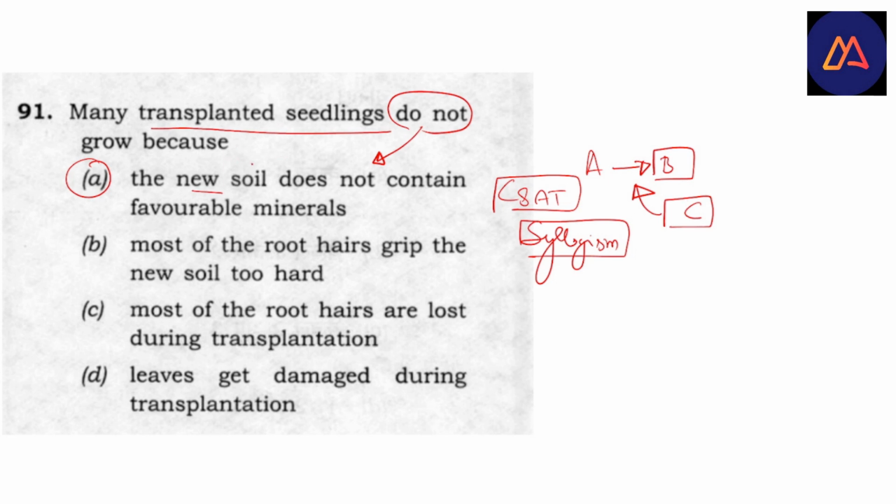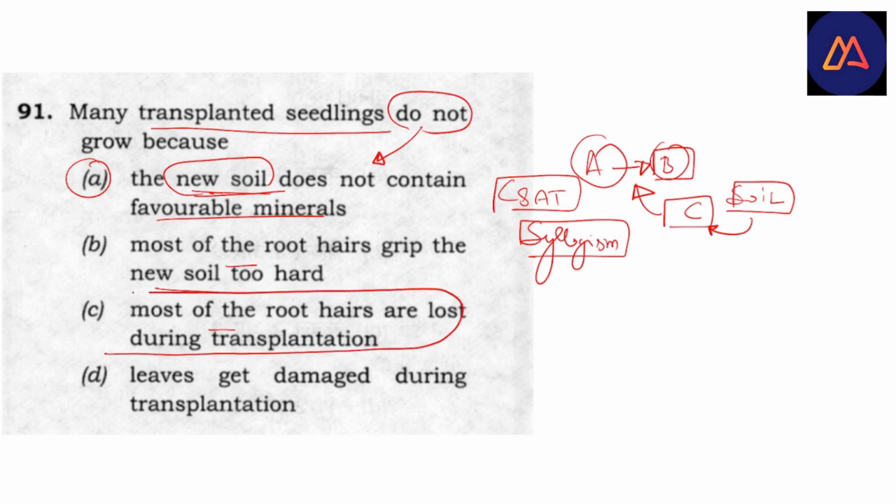I am saying many transplanted seedlings do not grow because new soil does not contain favorable conditions. How can I say that about the new soil? The point is that new soil may contain them, right? So that is the logic. Most of the root hairs grip the new soil too hard. How is it possible? It depends on the quality of the soil. So I can say something about A and B. How can I comment about soil which I do not have an understanding of? Most of the root hair, or this can be possible.